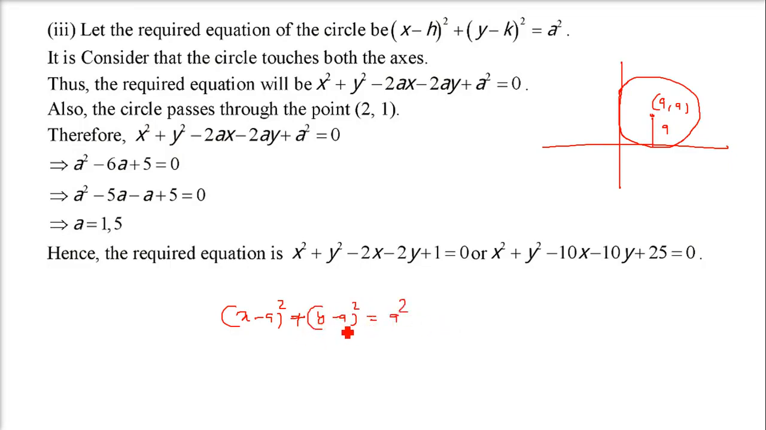Now this is the equation, but we need to find out a. How do we find out a? We know that it is passing through 2, 1. So put x as 2 and y as 1.